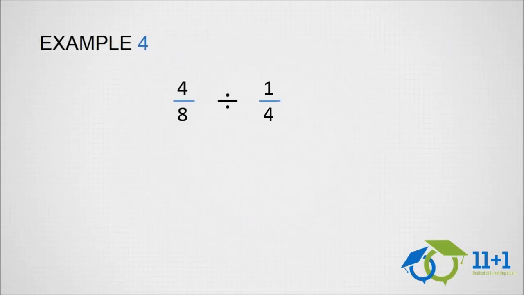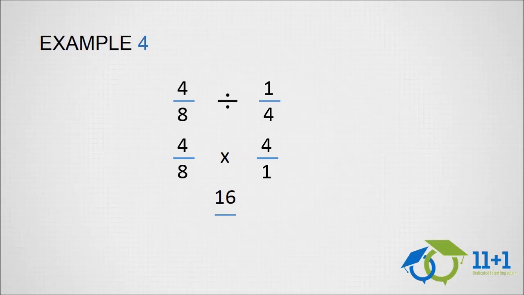Okay, here's a division question. The trick here is to invert the number on the right. So 4/8, and then we invert the number on the right to 4 over 1. It was 1 over 4 before, and we change the division sign with the multiplication sign. Now we continue as if it was a multiplication question.